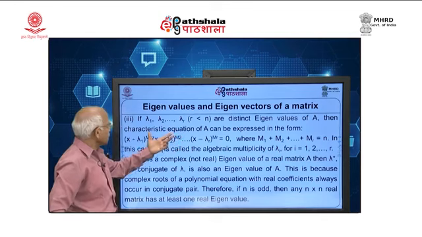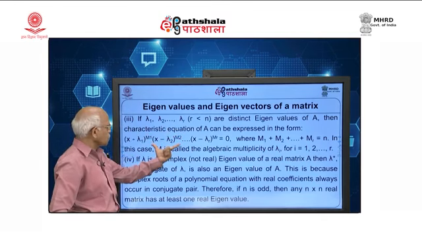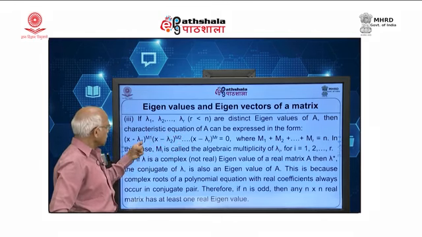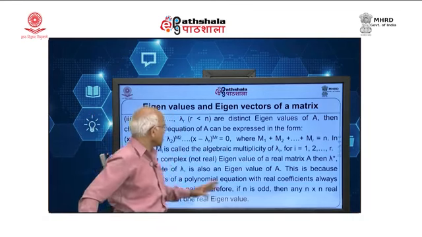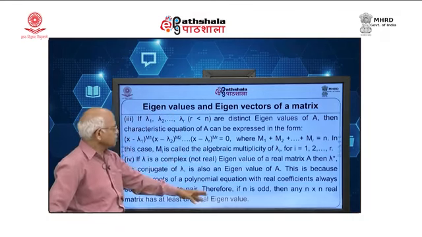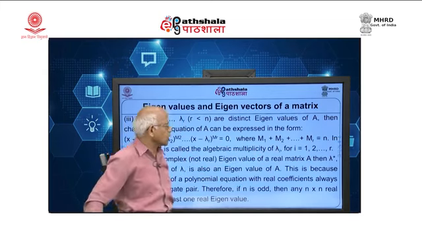So, if my characteristic equation is written in this form, and if lambda 1 is a root of this characteristic equation which is repeated m 1 times, then m 1 is called the algebraic multiplicity of lambda 1, and similarly m i will be called the algebraic multiplicity of lambda i for all i equal to 1, 2, 3 up to r.